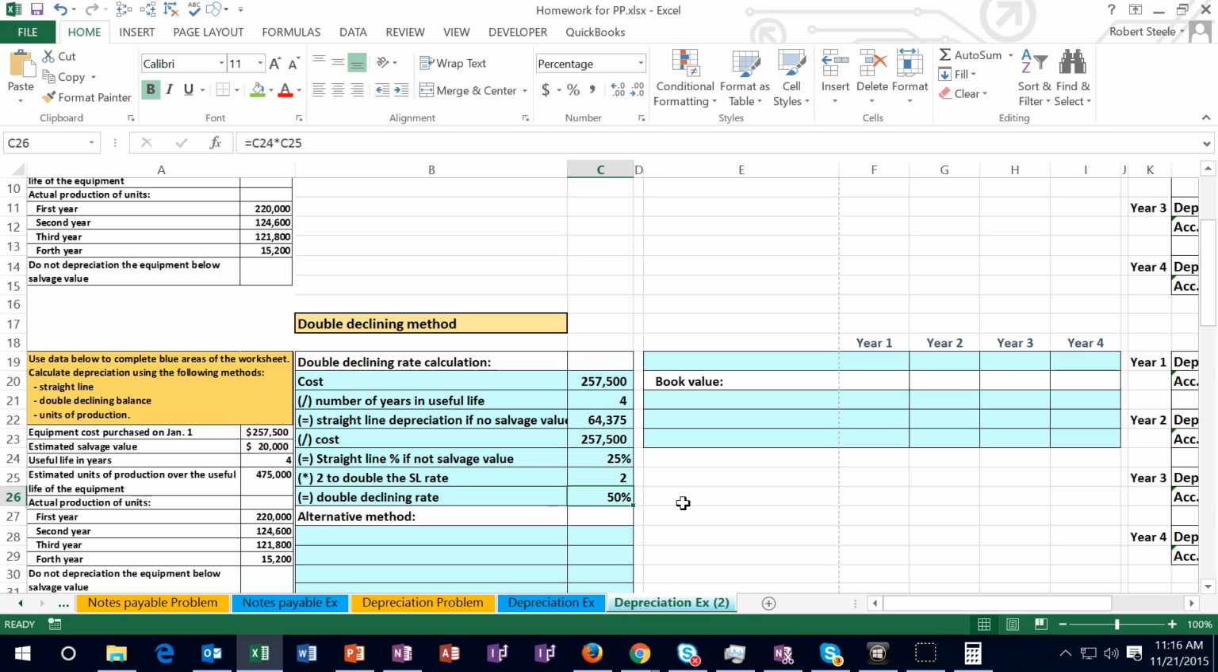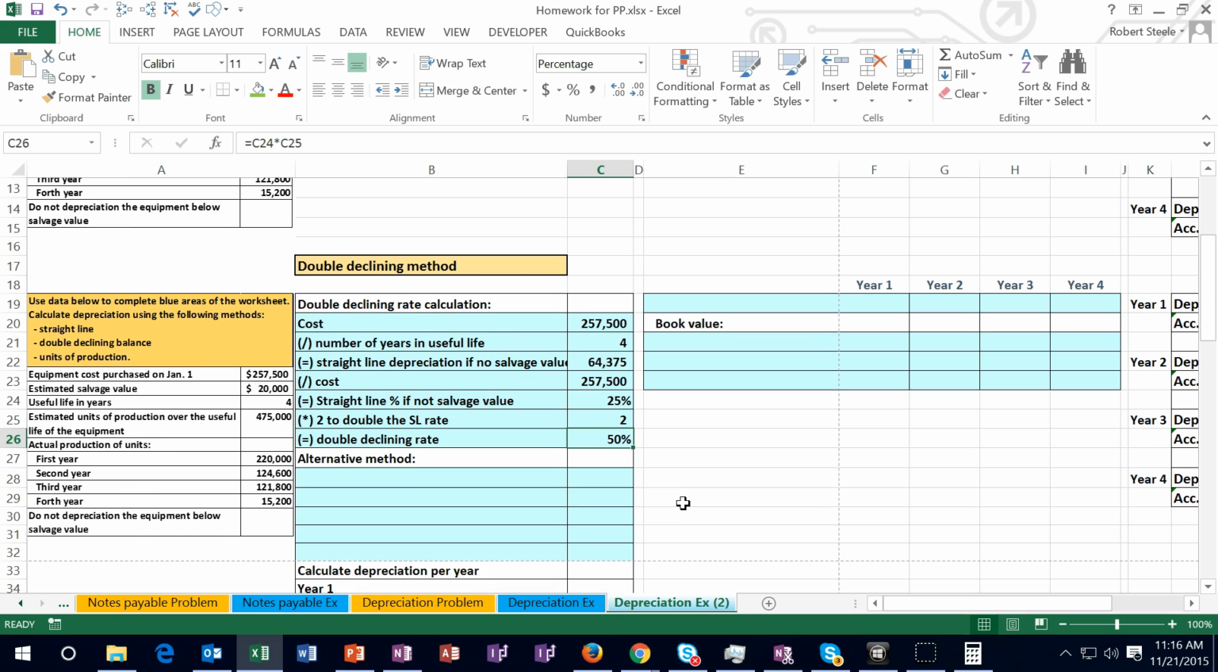Now that we've done that in a very long way, I'm going to show you a shortcut to get the double declining rate in a quicker way. In order to do that, we would start off with just 1, and then divide it by the number of years for the useful life. That number of years happens to be 4 in this case. This calculation will give us the straight line rate. So I'm going to say this equals the 1 over 4, the 1/4 gives us that 25%.